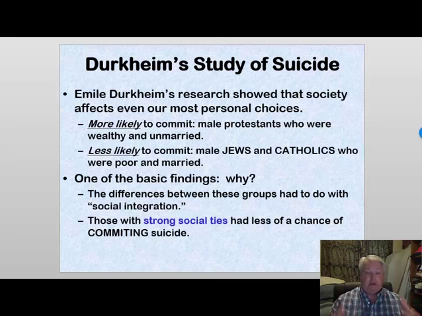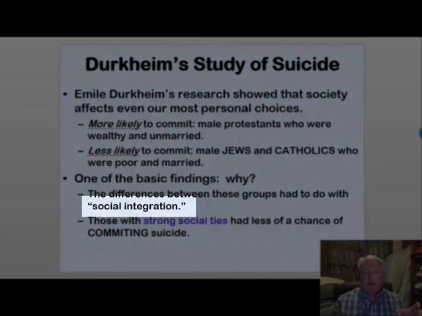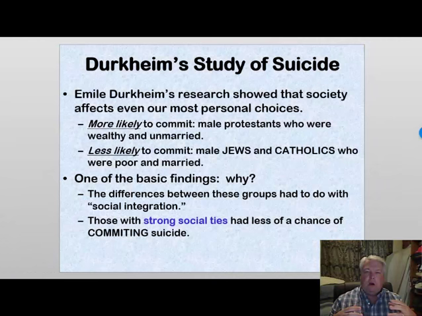He started off with observations, found some empirical generalizations, and then developed a theory that he called social integration theory. Social integration theory says that the more connected you are, the more social glue there is between you and other people, you and other groups, you and society, the more and stronger social ties you have to everyone around you, the less likely you are to commit suicide.